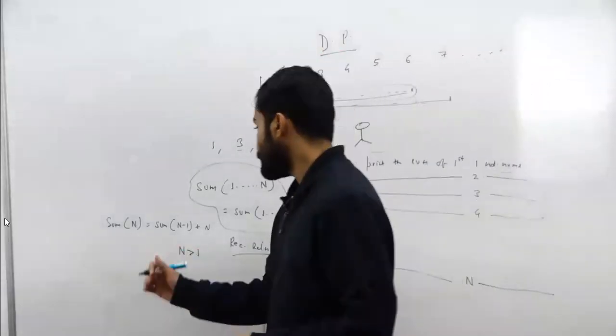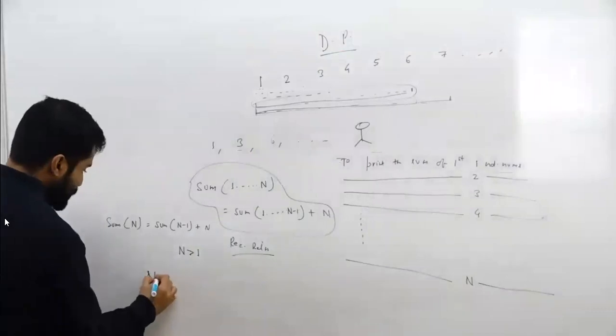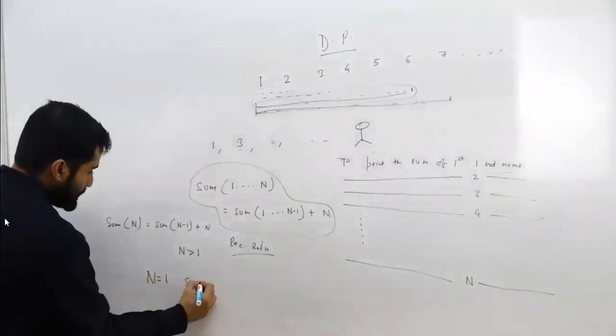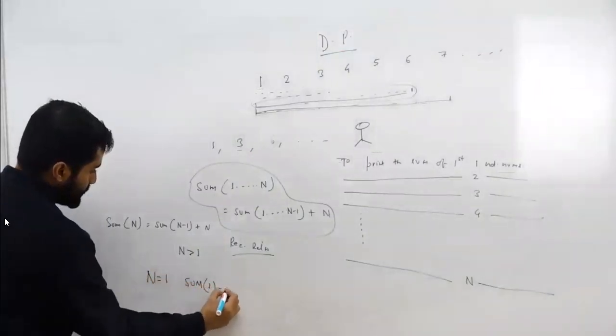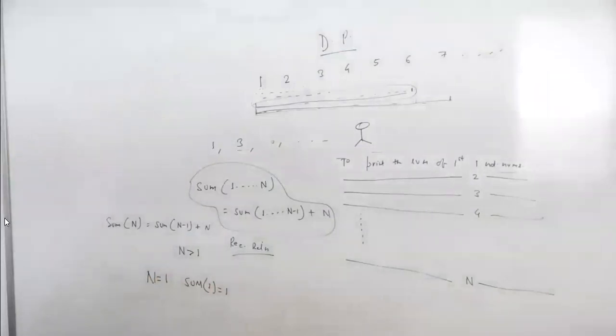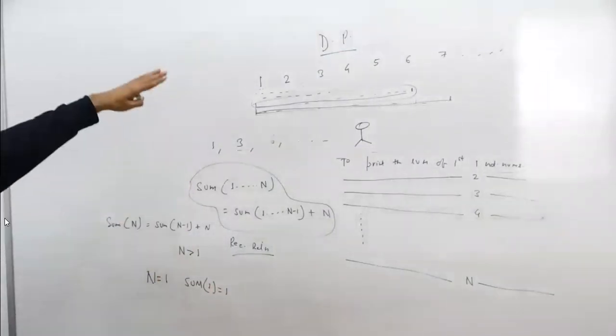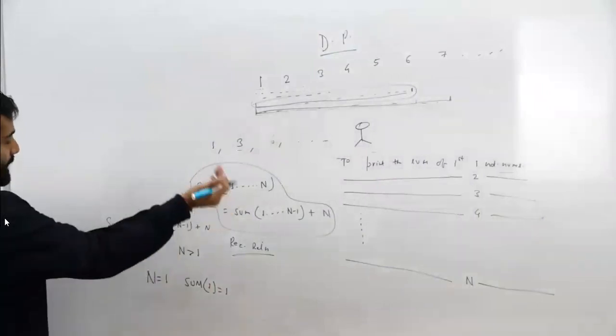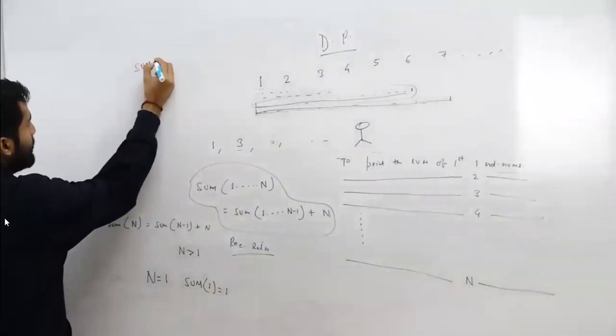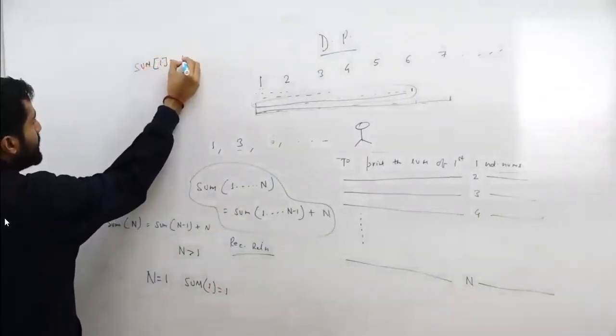Okay, so there would be a base case for n equals 1. If n is 1, then sum of 1 is equal to 1. Correct? So now if somebody has to solve this problem intelligently, he would say, let me have an array, and in that array, I would do sum of 1 equals 1.